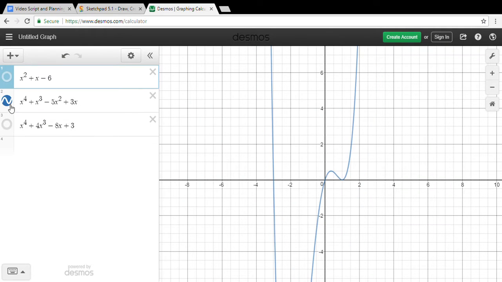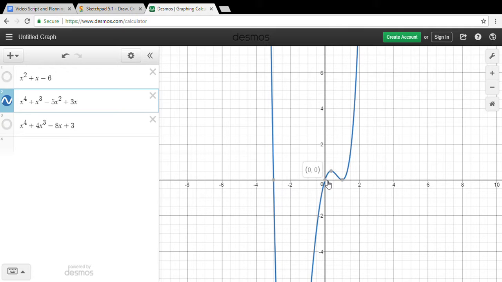This graph looks a bit different because, as you can see, the degree is 4. However, it appears that there are only 3 zeros here, -3, 0, and 1. There is a specific reason for that, and I will talk to you about that when we get to it.